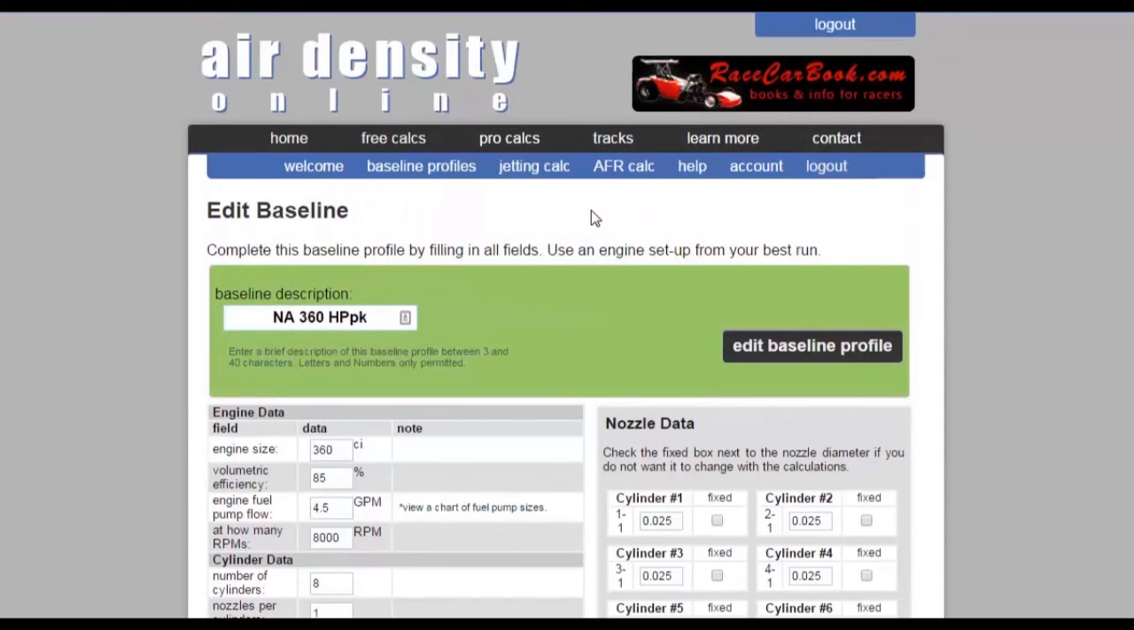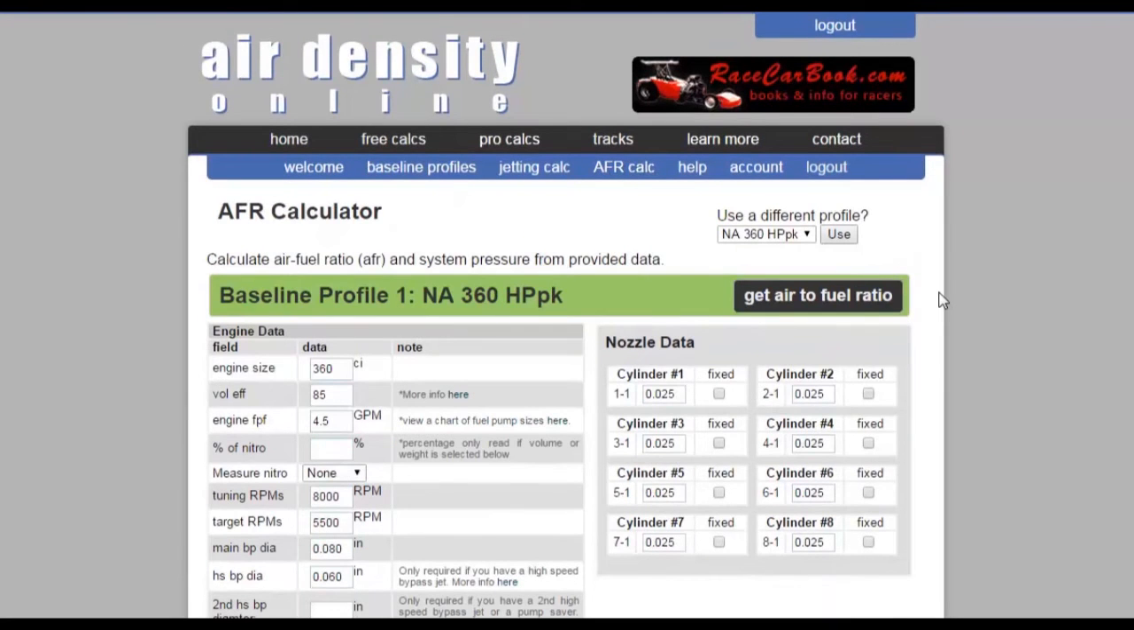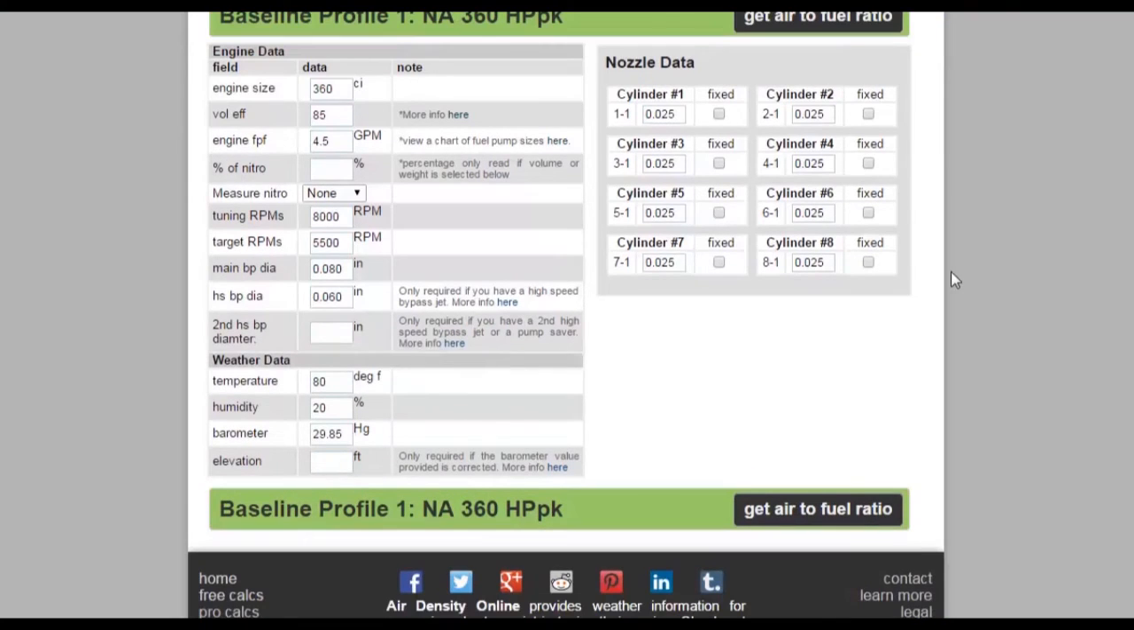What we're going to do now is examine one of four calculators. This one's the air-to-fuel ratio calculator. We're going to be assured that we have that combination selected. Since we only have one, that's our only choice, and that defaults to this setup. Now, this is the setup in the air-to-fuel ratio calculator for that 360 horsepower peak combination.